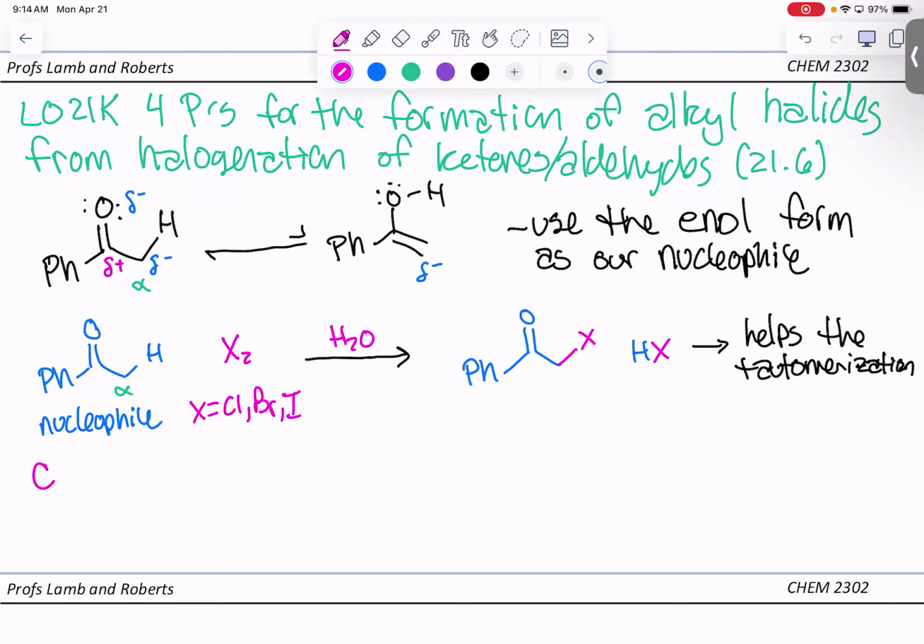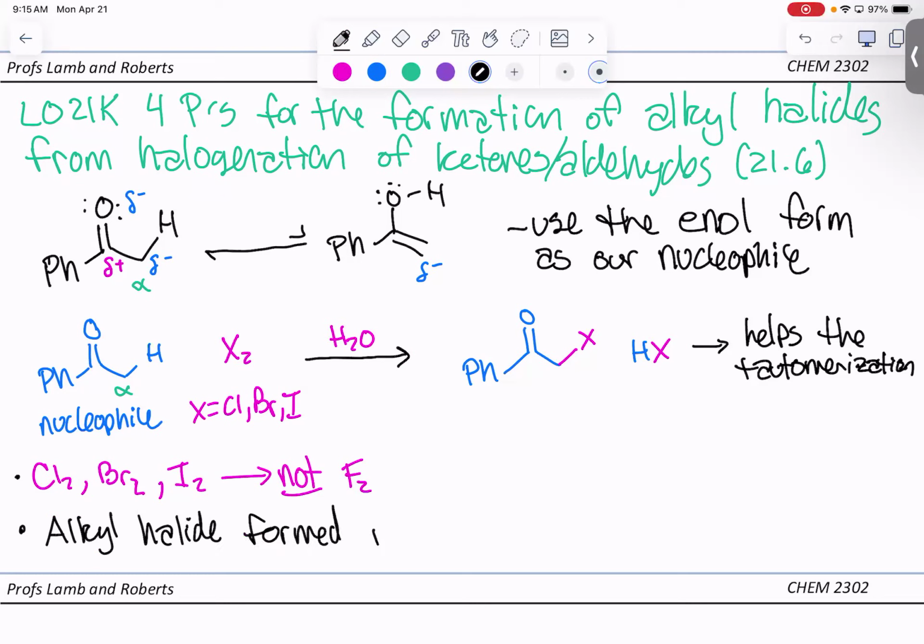All right, so let's just write down for ourselves that we can use chlorine, bromine, iodine, and not fluorine. That's just too electronegative, right? We know that's the most electronegative atom, and so having it act as the electrophile, it just doesn't work out very well. All right, but the product that we form is an electrophile, an alkyl halide, right? So we've seen so many reactions that use alkyl halide as an electrophile.